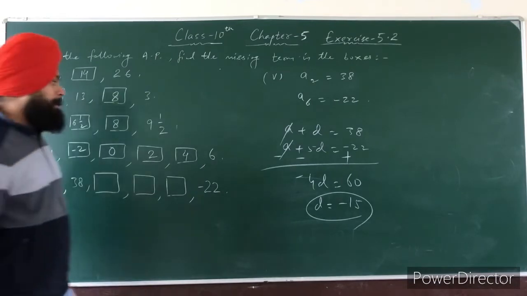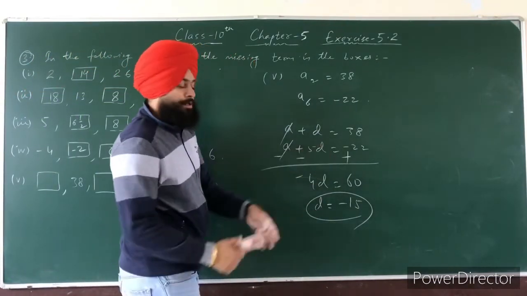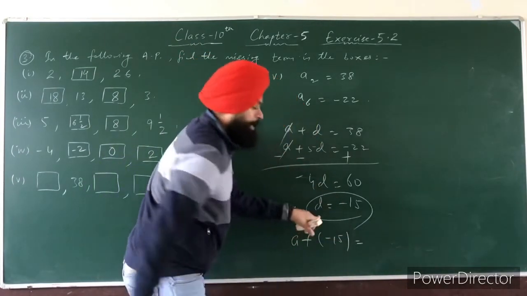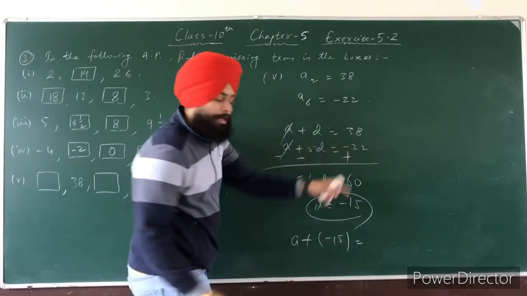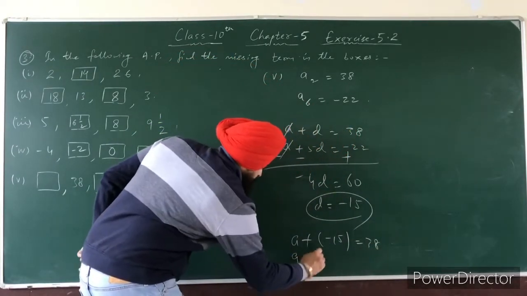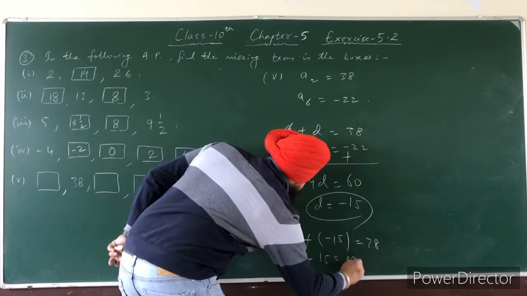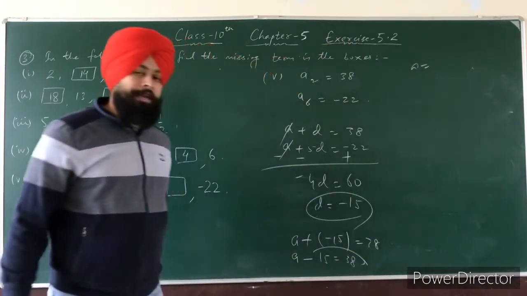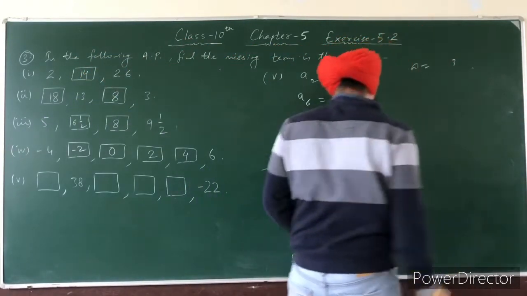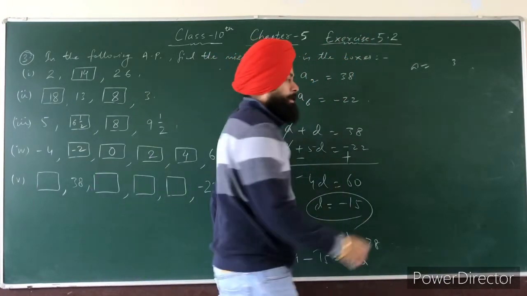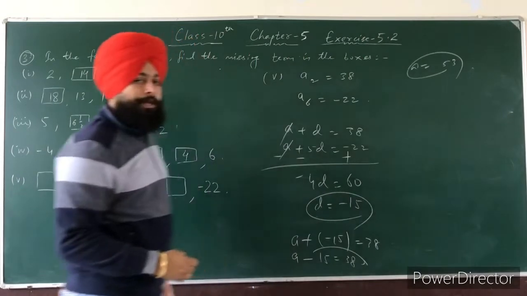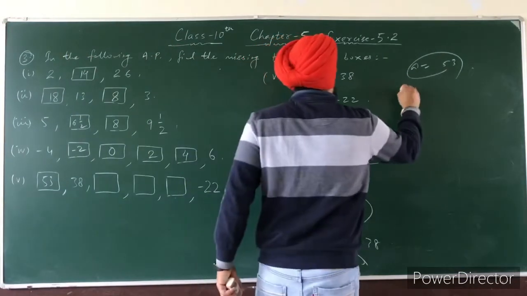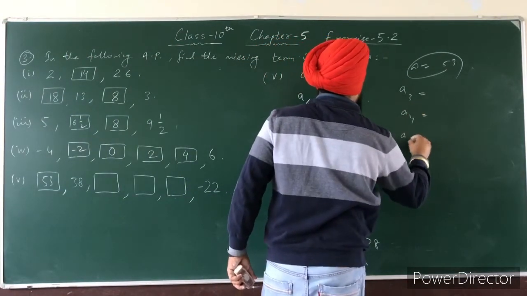Now find the first term. So first you can put this D in this first equation. So what is A? A plus D, value of D is -15, is equal to 38. Take this -15 on right side. Now it is 38 plus 15. How much? 8 plus 5, 13. 1 carry. 3 plus 1, 4. 4 plus 1, 5. So the first term is 53.